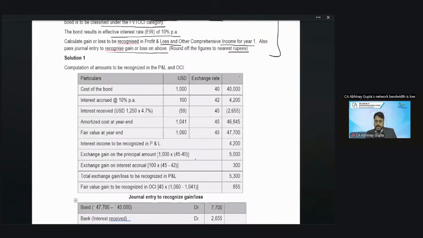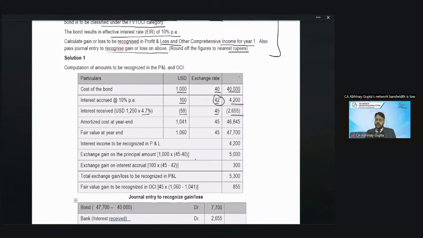So cost of the bond is 1000 USD into my 40,000, right? Interest accrued would be 10% per annum, so 100 into my 42, 4,200. Why 42? 42 is the average rate during the year. Interest received would be at the coupon rate 4.7%, so it will be 59 USD into my 45 at the closing rate. So 2,655 would be the amount. I think you have multiplied it by 42, correct? Yes, sir. Instead of 45, right?